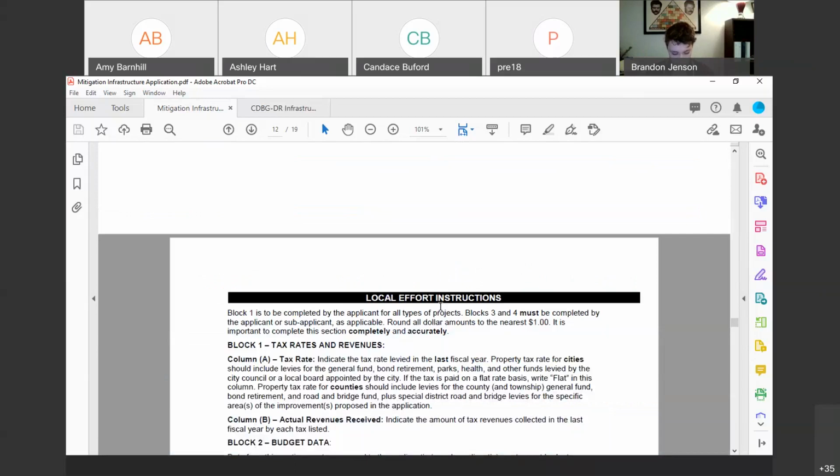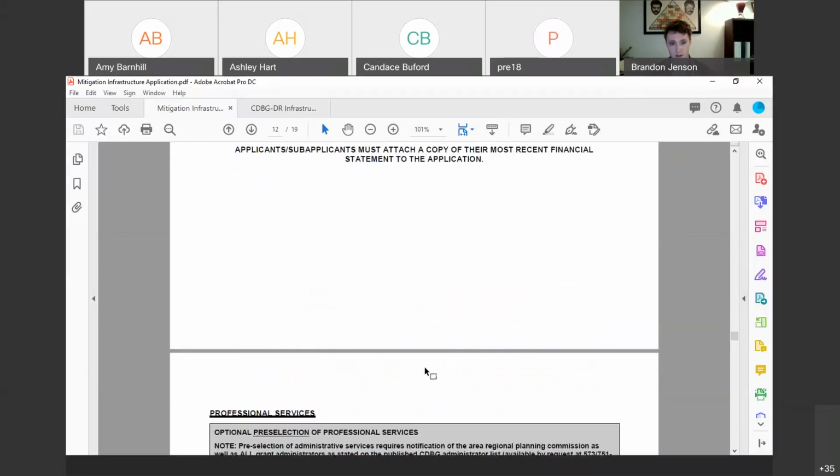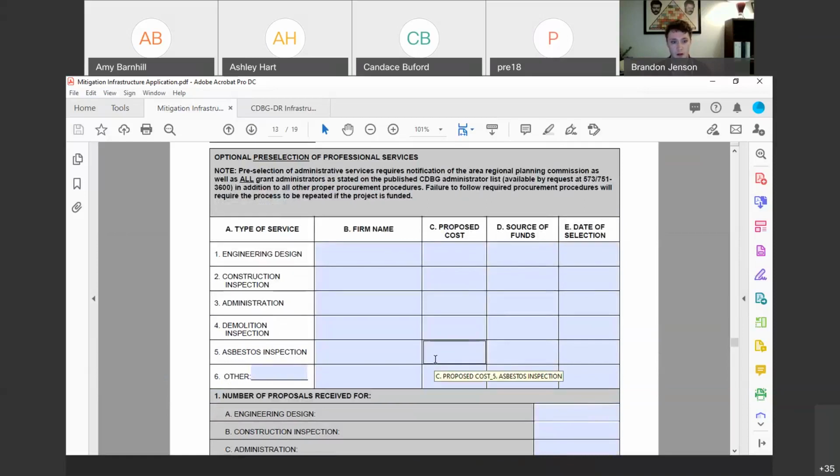My last question: if a community does decide to pre-select a firm to provide activity delivery costs, basically what we would previously consider administration, which section under that pre-select form should that firm be identified under? Some of those costs would fall under engineering design because we would help procure that firm. Some would fall under construction inspection because we would procure that firm. So if a community competitively procures an RPC, should we still list that under administration or put it under other?